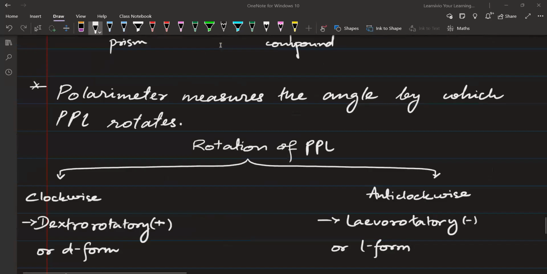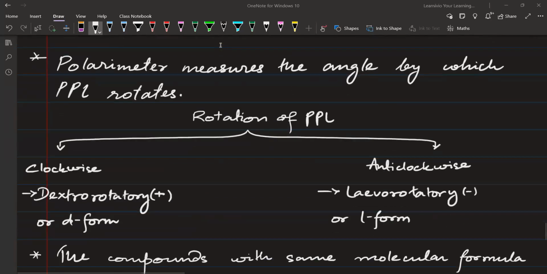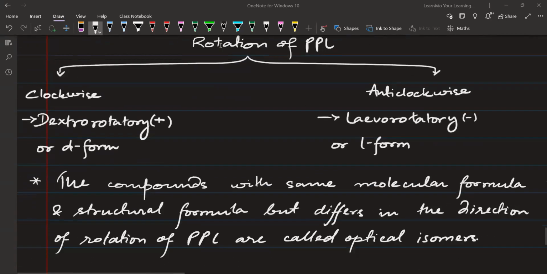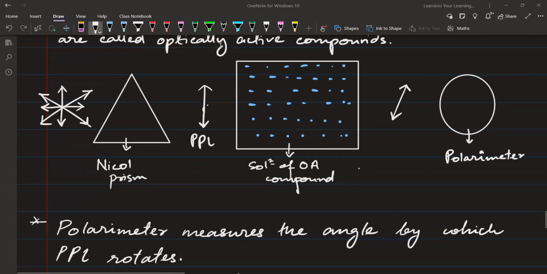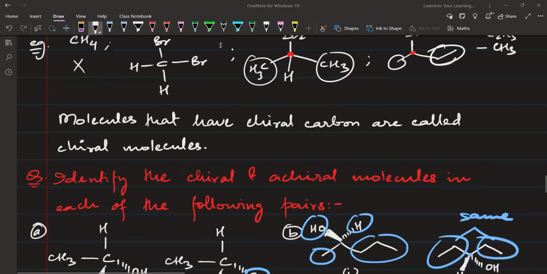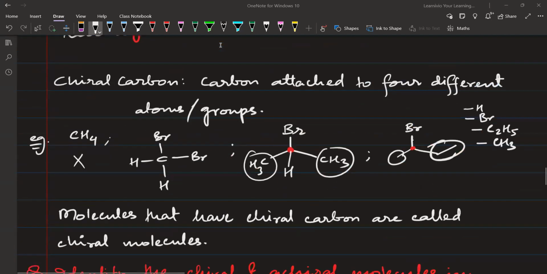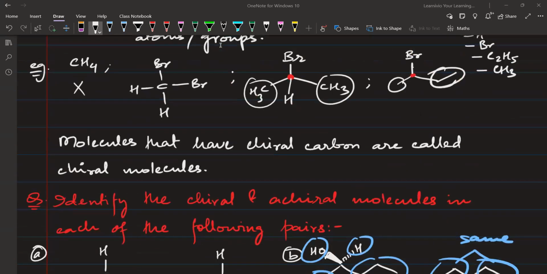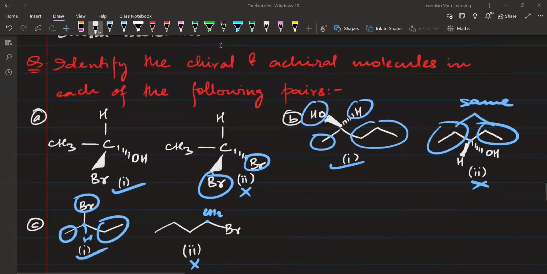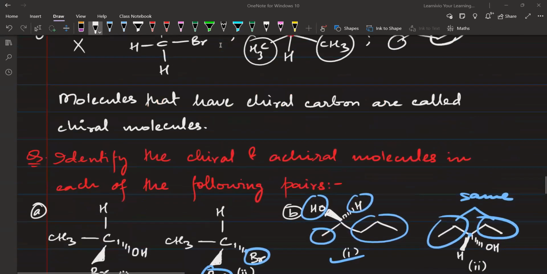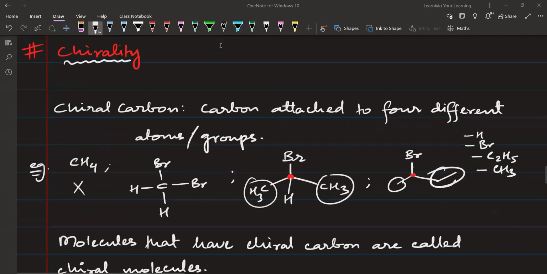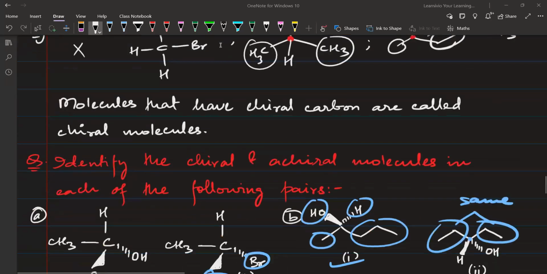And if the plane polarized light rotates in the clockwise direction, then we call that molecule dextrorotatory or plus or D form. All of these things you should know. Once again, see, this is what we have done here in chirality: the chiral carbon and the chiral molecule. I have told you how to identify them. सवाल होगा identify कैसे करना है. Now comes the definition. If they ask what is a chiral molecule, then whatever I am going to write now is going to be the definition.